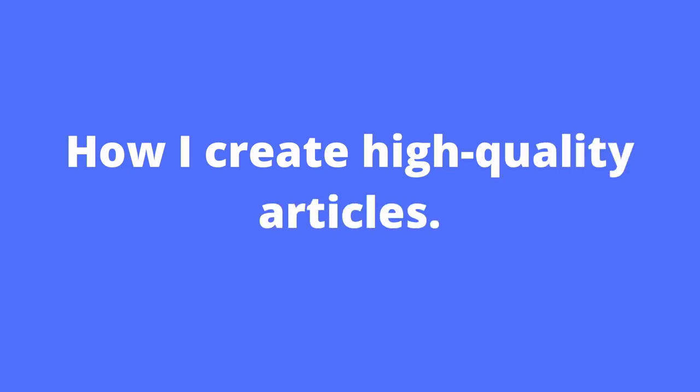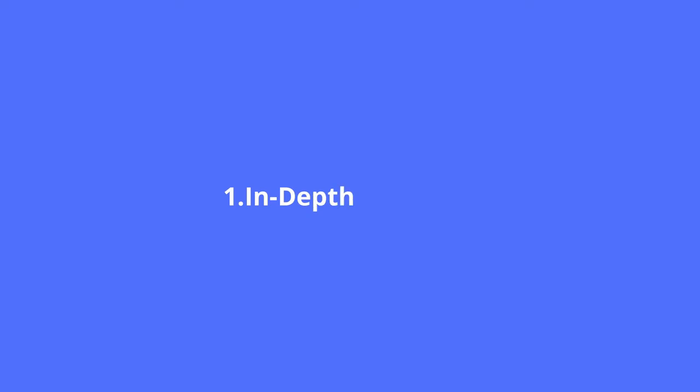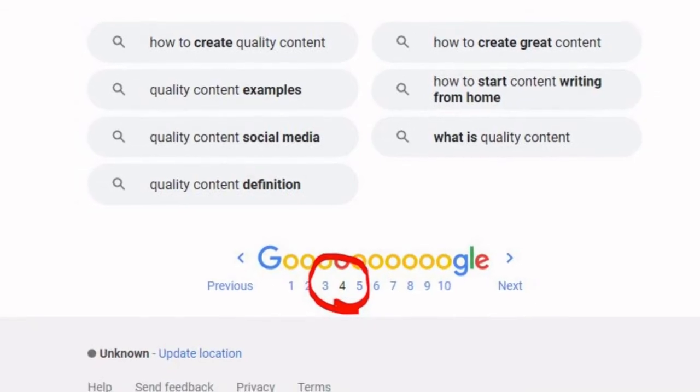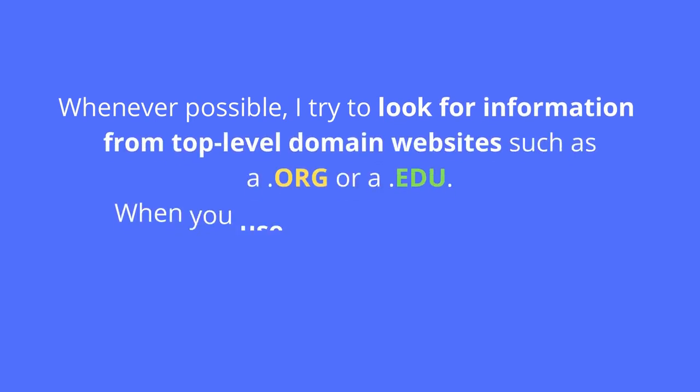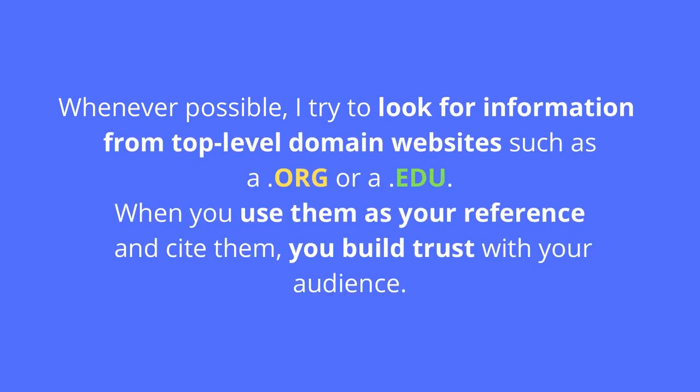Number 1. In-depth research. When I look something up on Google, I don't immediately use information from web pages on the first page. If I don't see any web pages providing quality information, I would dig deeper into the internet to find web pages with useful, relevant content. Whenever possible, I try to look for information from top-level domain websites, such as a .org or a .edu. When you use them as your reference and cite them, you build trust with your audience.